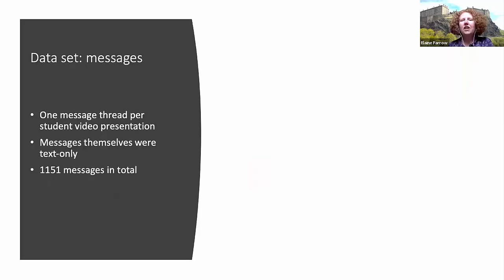So the structure of the messages is as follows. There was one message thread for each student video presentation. Much like the current conference, the students were asked to present something and then start a message thread where they could discuss what they had presented. The messages themselves were text only. We don't have access to the original videos, so our analysis is based just on these discussion forum messages. We have 1,151 messages in total.